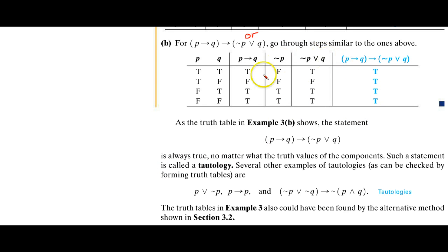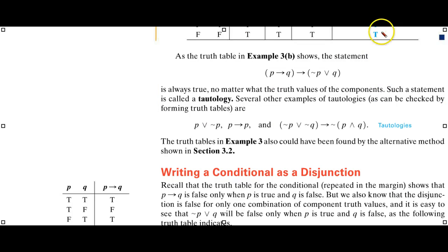So we'll see how in depth we're going to go into this, and we will continue. And as we mentioned above, with all of these statements true, it says that no matter what the truth values of the components, such a statement is called a tautology. And these can be checked by forming truth tables.